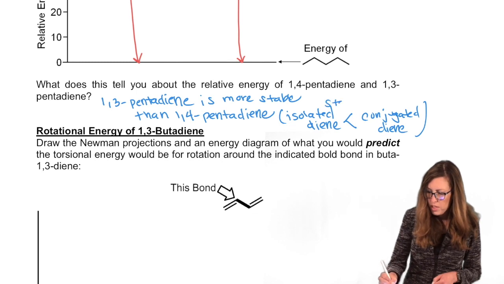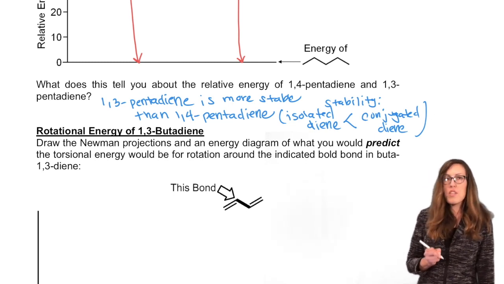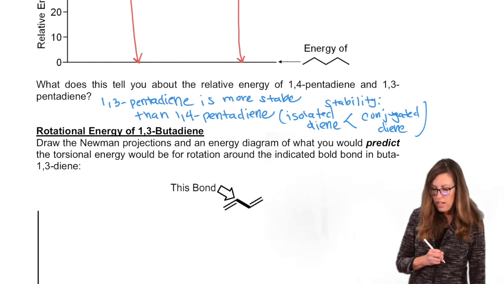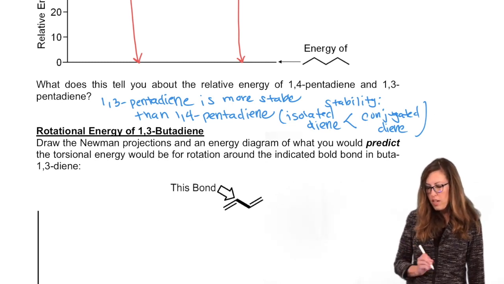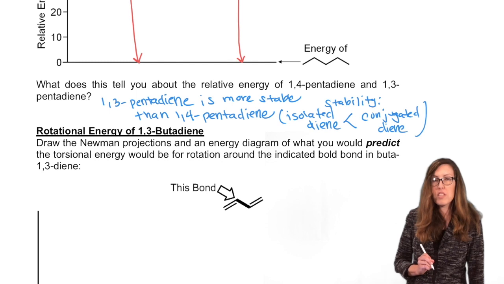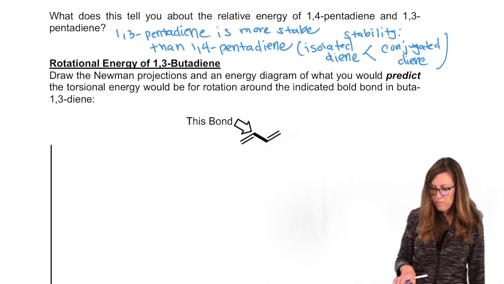Okay, so if we're looking at stability, isolated dienes are less stable than conjugated dienes. So how did we know that? Their enthalpy of the reaction told us that. Now, since we know that the conjugated diene is particularly stable, we're going to explore properties of conjugated dienes. First, we're going to look at conformation.